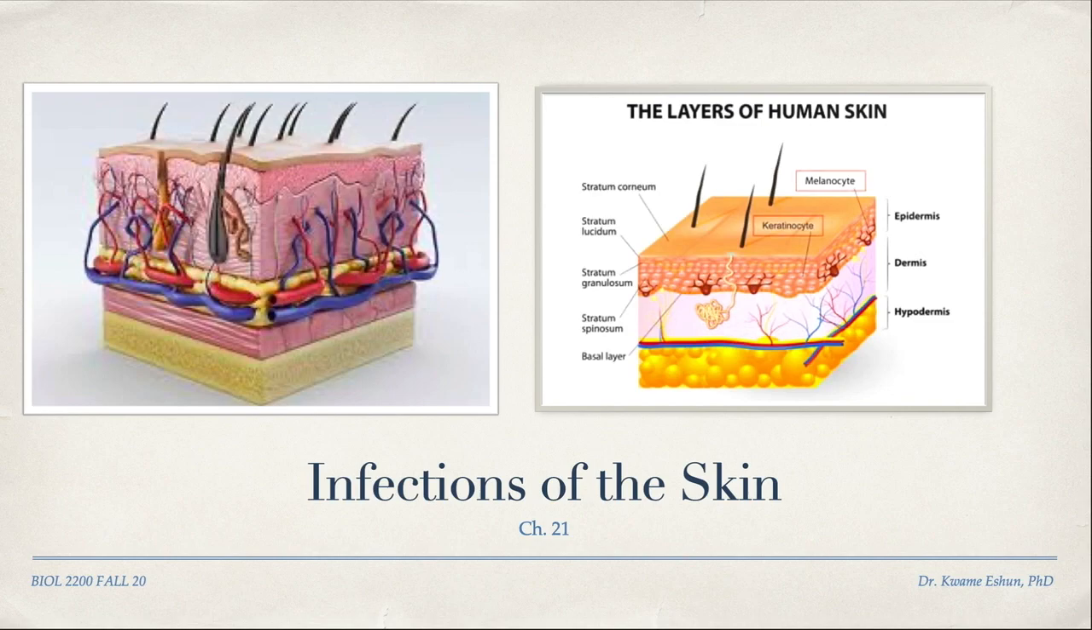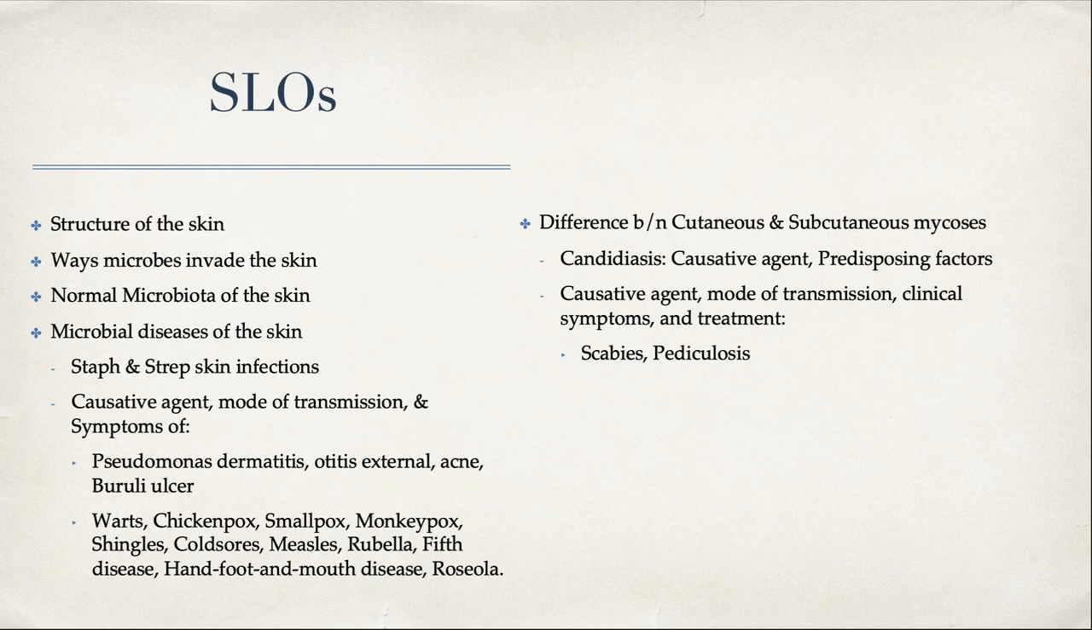This lecture is part one of a two-part lecture on microbial infections of the skin. The objectives of this lecture are to have a better appreciation of the anatomy of the skin, briefly, ways by which microorganisms access the skin and cause diseases, the role of normal microbiota in terms of protecting the skin from infections and sometimes causing infections.